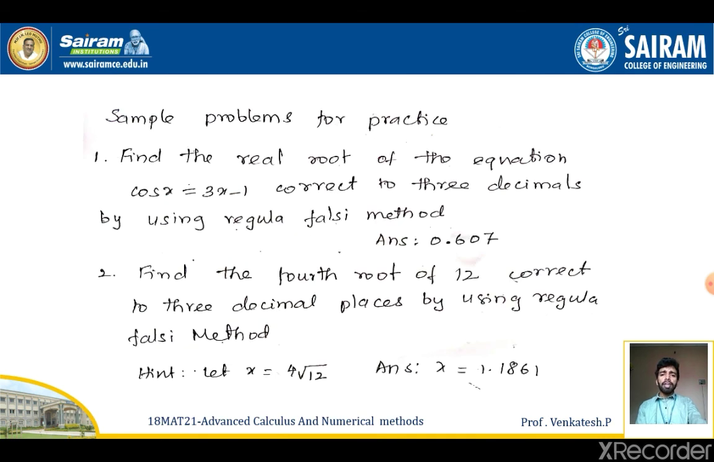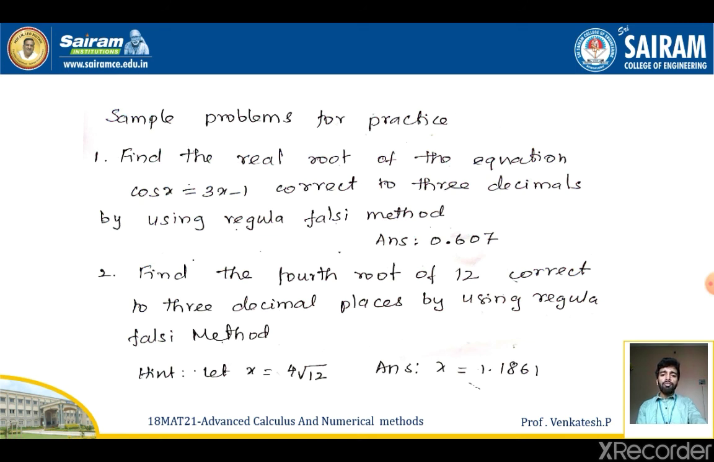In the same way we can solve many problems. Some sample problems for practice I have given here. The first one is: find the real root of the equation cos x equal to 3x minus 1, correct to 3 decimal places. Here we can observe the function contains trigonometric functions. In numerical methods, if trigonometric functions come, please keep the calculator in radian mode. Then only we can easily estimate the values of the trigonometric equations. If we solve this equation, the answer will be 0.607.